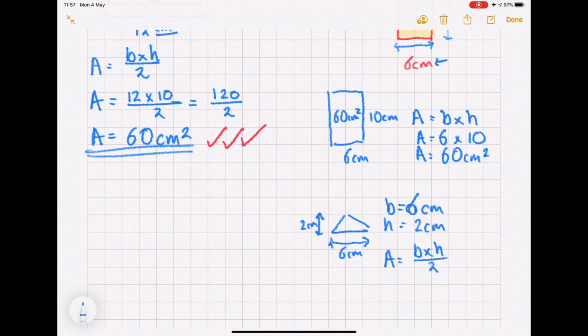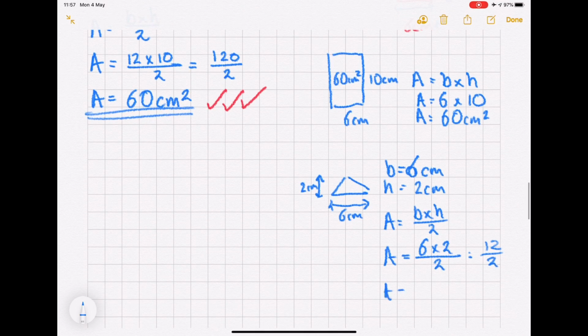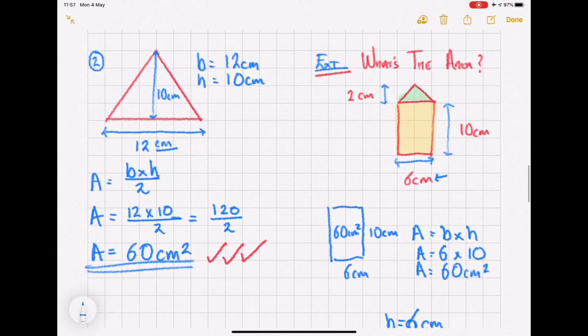So what's our formula for area? Area equals base times by height divided by 2. Let's substitute in our values. So area equals 6 times by 2 divided by 2. Let's do our top multiplication. 6 times by 2 is 12 and keep it over 2. Now let's do our division. So 12 divided by 2 is 6 and it's centimetres squared because we're working in area, so it's squared, and we're working in centimetres. So that is 6 cm squared.